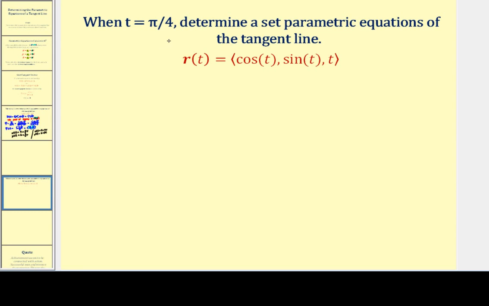Here, when t is equal to pi over 4, we want to determine a set of parametric equations of the tangent line defined by the given vector valued function. Let's begin by finding the point of tangency by determining the vector produced when t is equal to pi over 4.